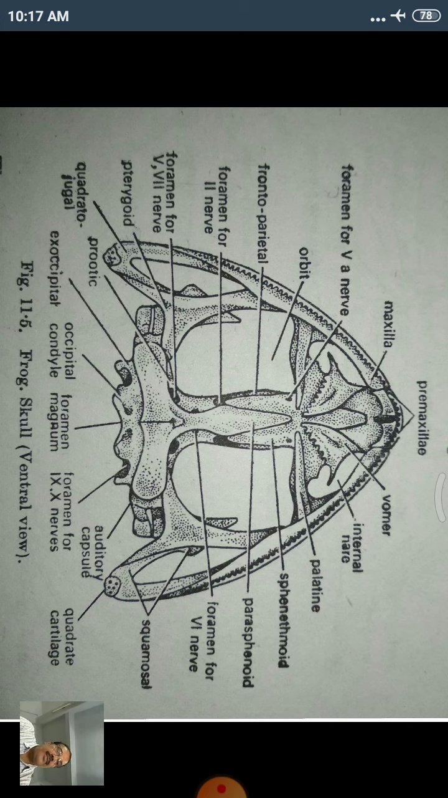The ventral view of frog skull also gives certain parts like premaxilla, maxilla, orbit, frontoparietal, pterygoid, quadratojugal, prootic, ex-occipital, occipital condyle, foramen magnum, auditory capsule, squamosal, parasphenoid, sphenethmoid, palatine, internal layer, vomer, etc.